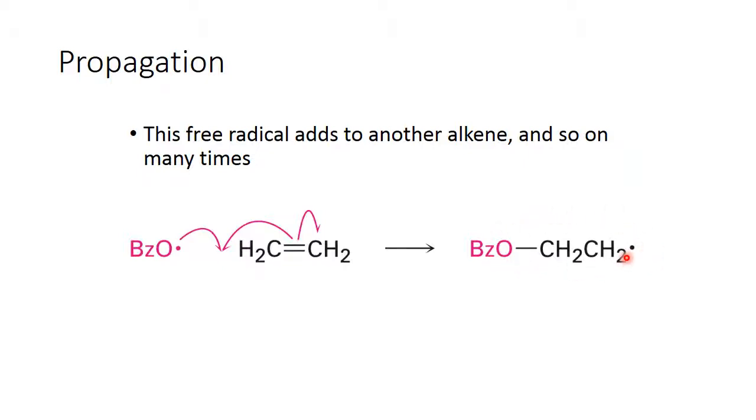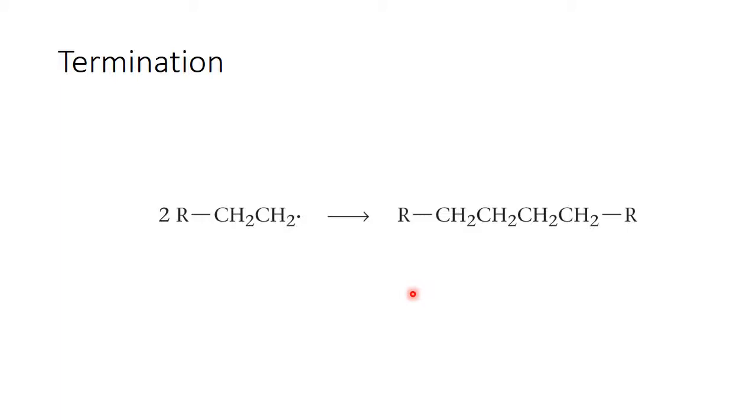And you notice this then can do the same thing to another alkene. Instead of the benzoyl peroxide free radical, you could have this adding to a free radical and adding another methylene group on it. So what happens is you get this big long chain of all these ethylene groups all stuck together. And the R is just saying big long chain over there. And finally, at some point in time, two free radicals will join together and you get termination.